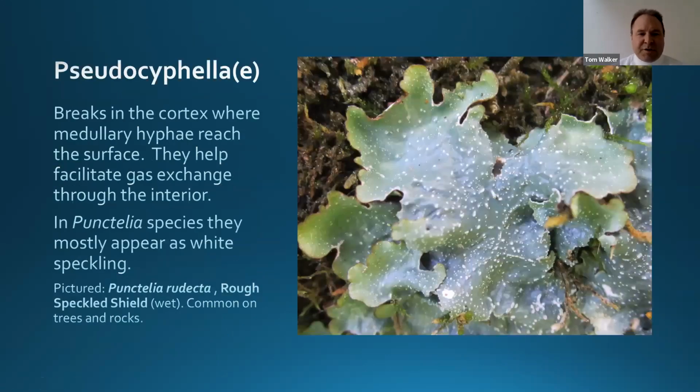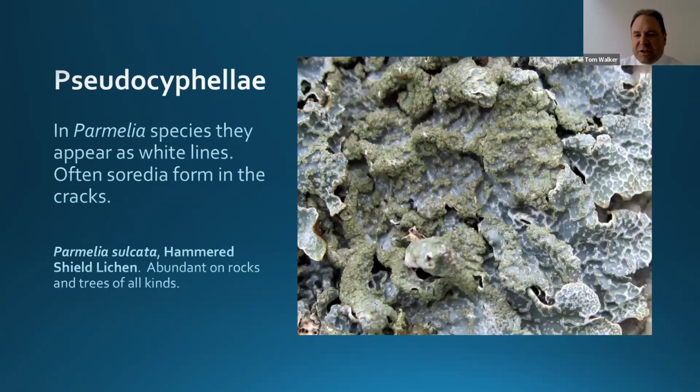Pseudocyphellae are breaks in the cortex where the hyphae in the medulla can reach the surface. And this helps facilitate gas exchange through the interior of the lichen. In species of Punctelia, they appear as this white speckling. And this is rough speckled shield, a very common lichen here. In the genus Parmelia, these pseudocyphellae are actually linear. So all these little white lines are pseudocyphellae. And the green dots you see are all soredia forming in the cracks of these pseudocyphellae.